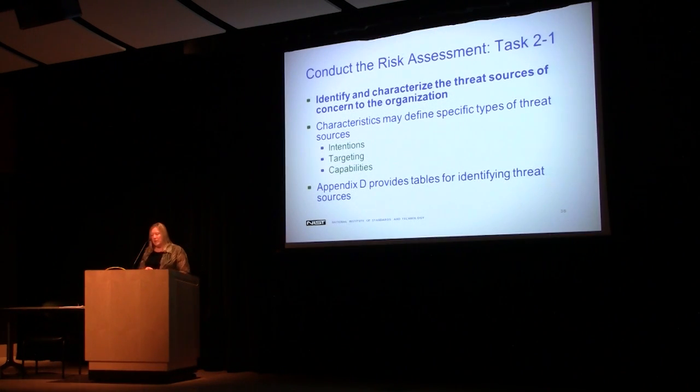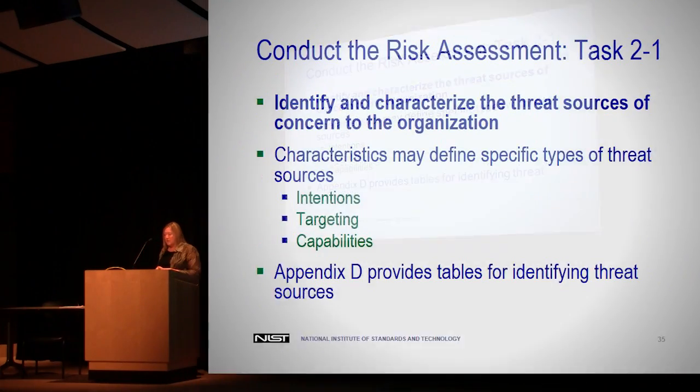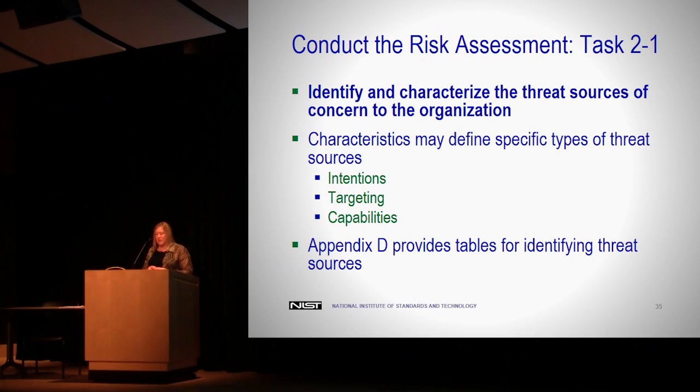So then we jump in. Now we've done our planning and our preparing, and we know the answers to all of those questions, and so now we're going to start conducting the risk assessment. And so that's step 2, and task 2.1 is identify and characterize. So we're going to identify our threats. What is threatening us?